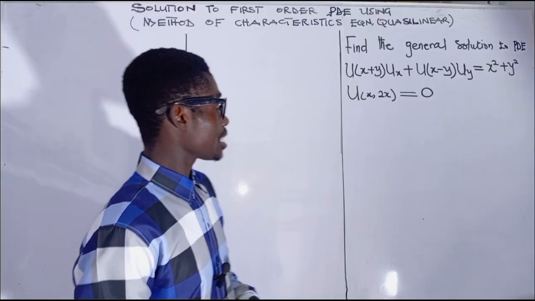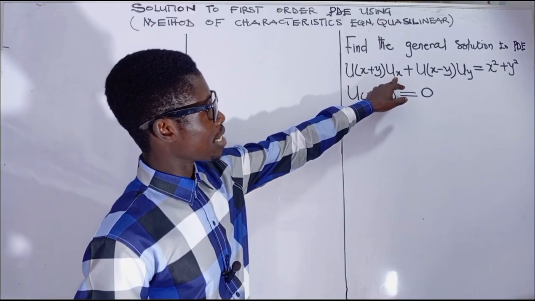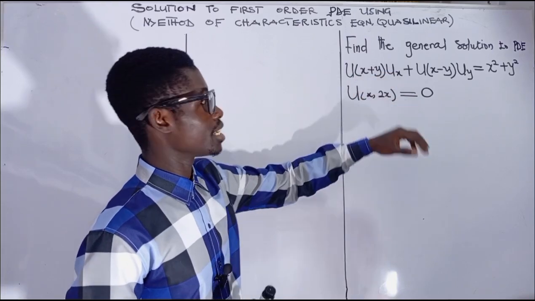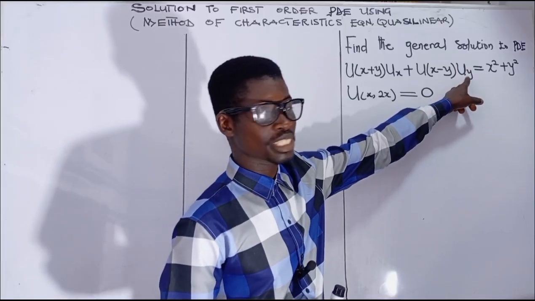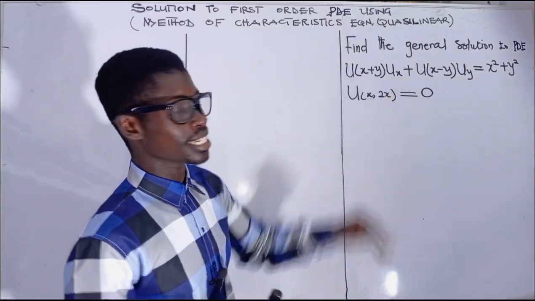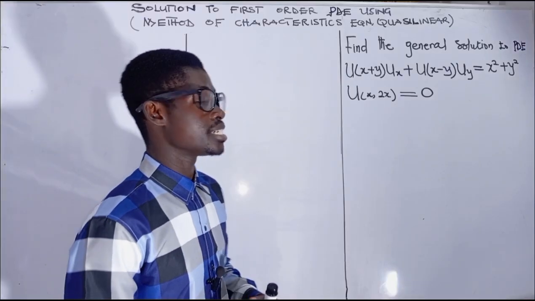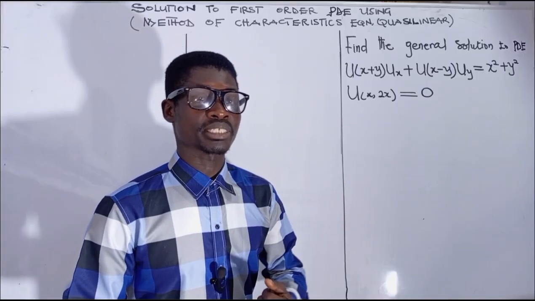So looking at this PDE, realize that we have a dependent variable multiplied by its partial derivative with respect to x. If you expand the bracket, we have the dependent variable u multiplied by its partial derivative with respect to y. So this PDE is a classical example of a quasi-linear PDE. You want to look at it and make use of the characteristics equation.